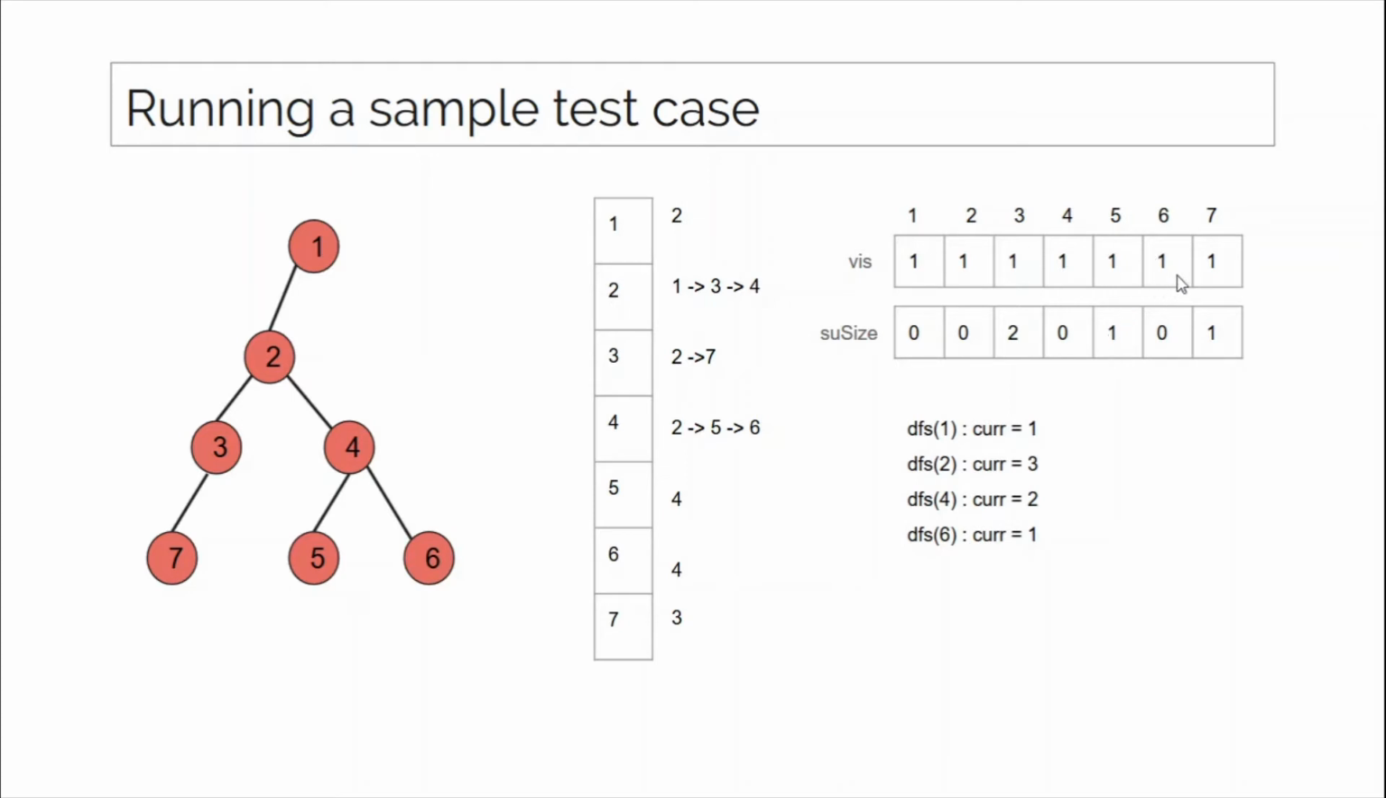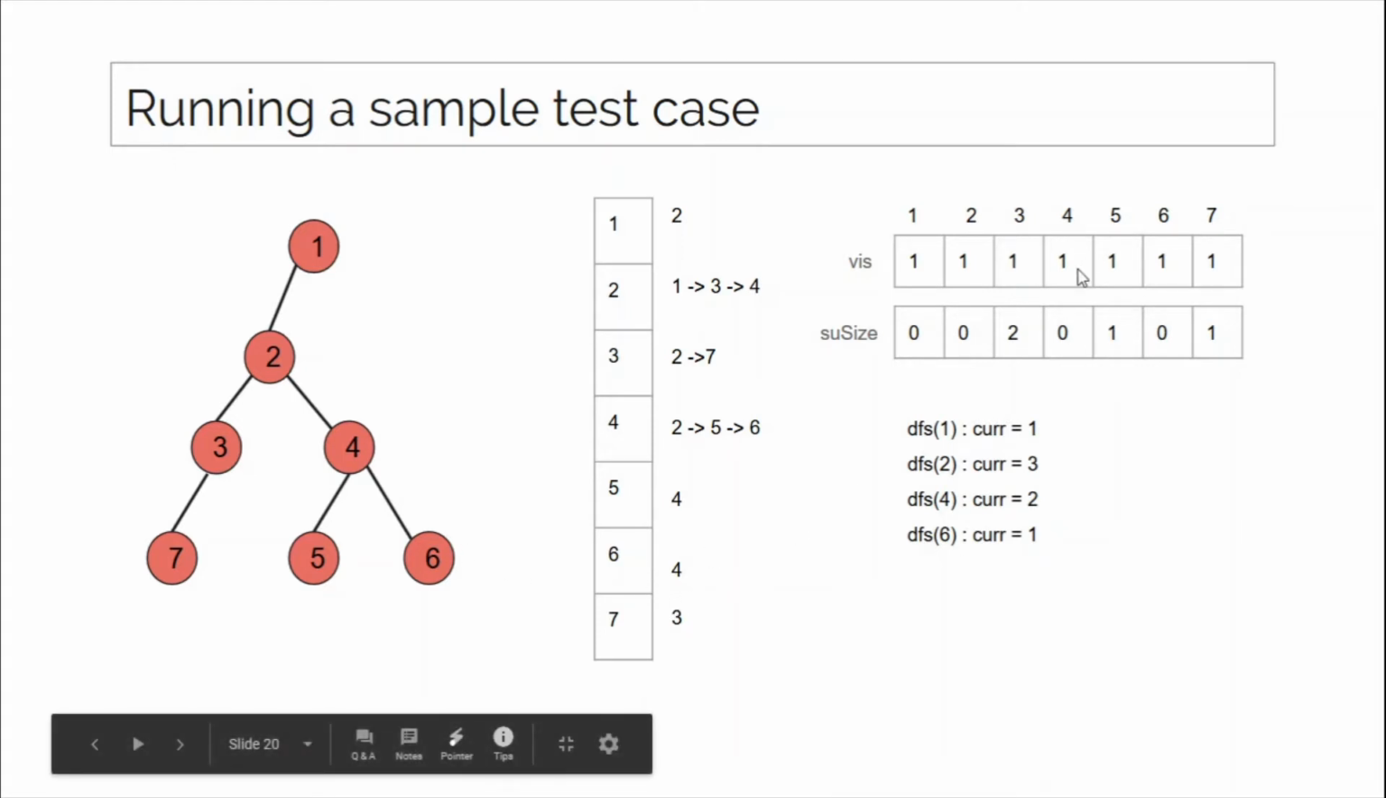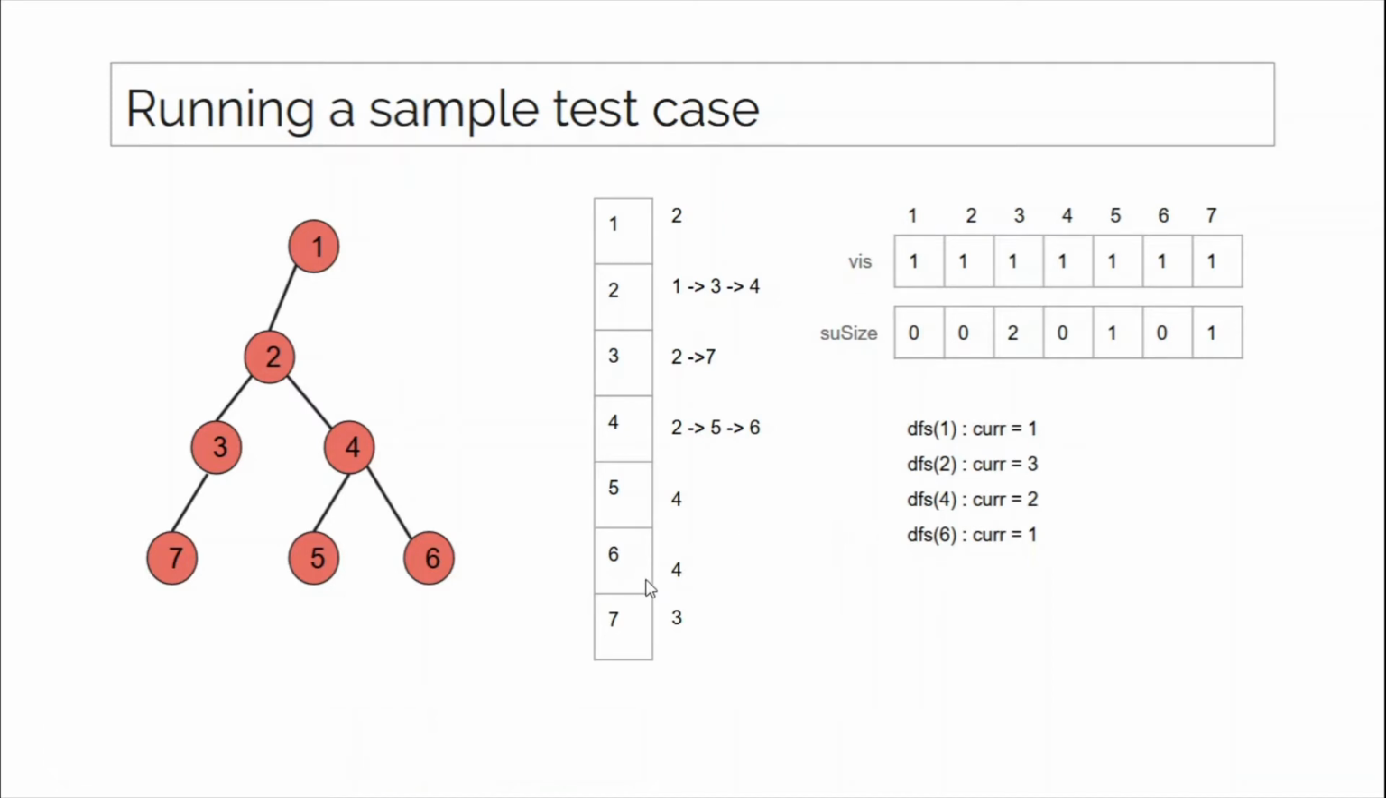Node 6 would be marked as visited, and its current would be initialized with 1. In the adjacency list of 6 there is only 4, but 4 is already visited. So the adjacency list traversal of node 6 is completed, and this must be its final subtree size. So we would update the subtree size of node 6 to be 1, and finally we would return 1 to node 4. Node 4 would update its current, and then in the adjacency list of node 4 the traversal is completed. So this must be its subtree size.